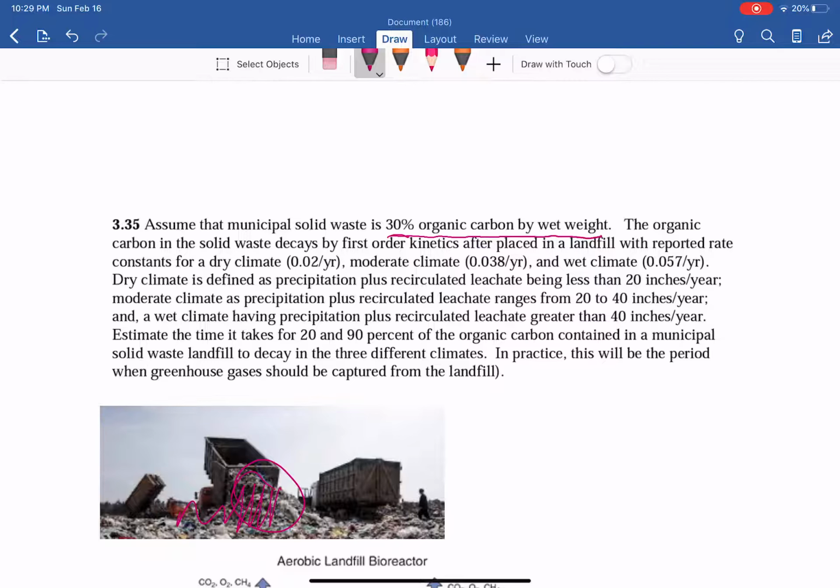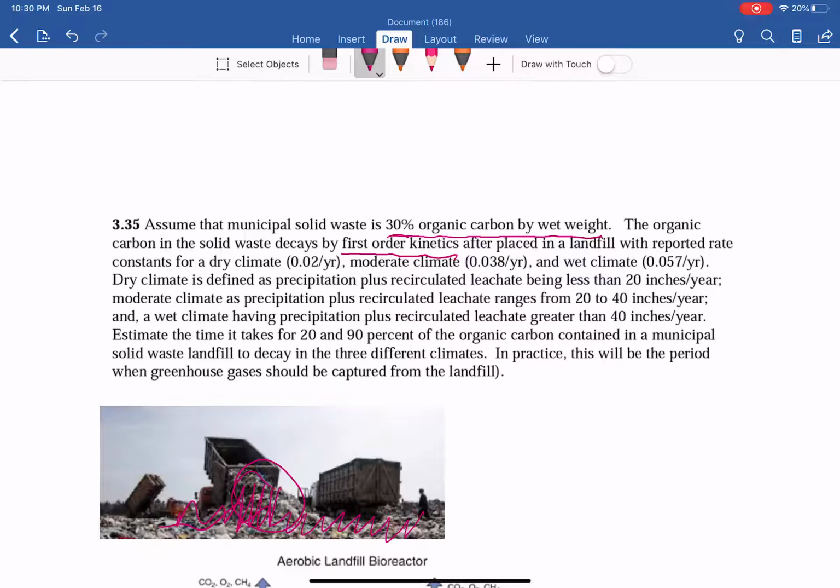The organic carbon in the solid waste decays. So this organic carbon in this waste, there's a decay. And this decay is following first order kinetics. Look at this. Now we are following first order kinetics after placement in the landfill.